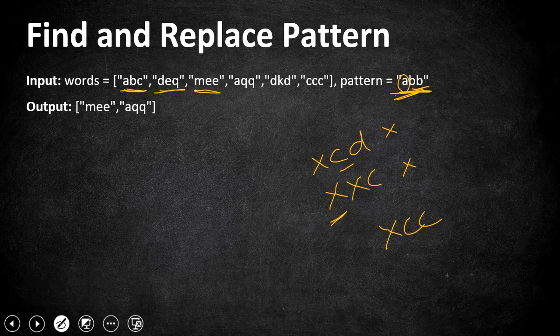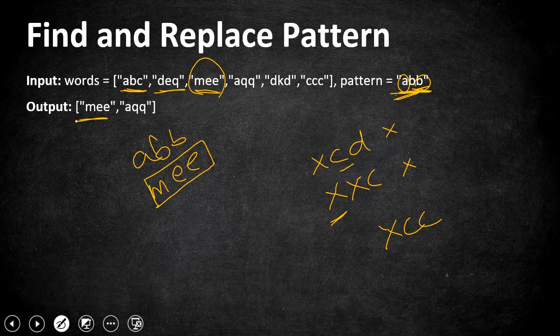So let's map A with M. So in that case, instead of A, M is there. So the next character is B, and with B, we are mapping E. So now in the word, the next character is also E. Then we should have one more E to match our B. So this is the actual string given, so it matches our pattern. So we are adding that to our list.